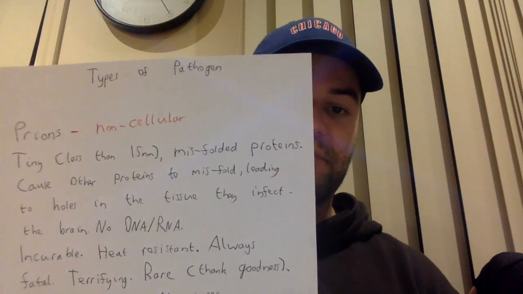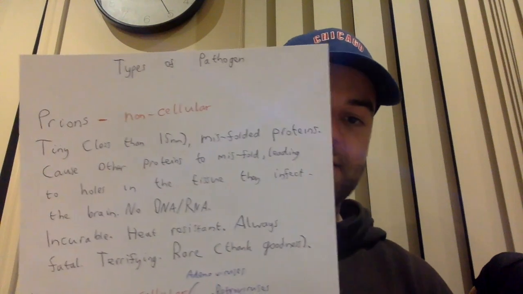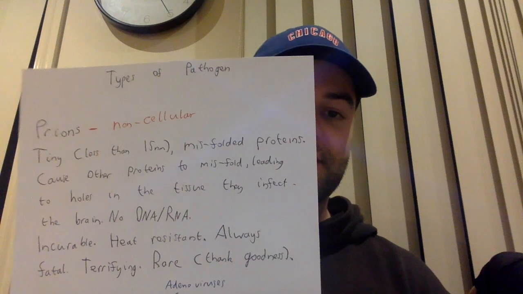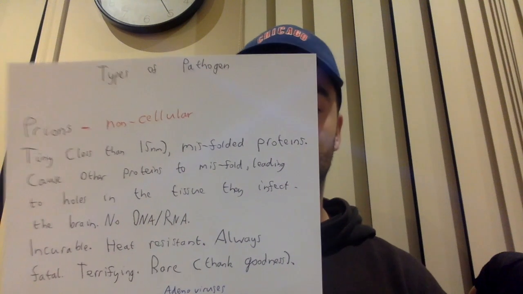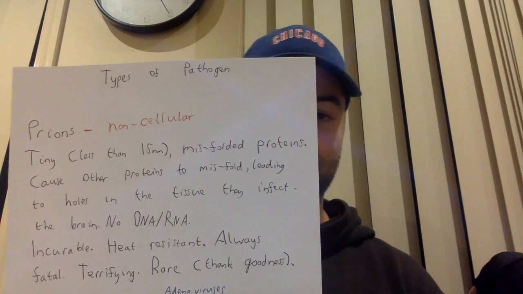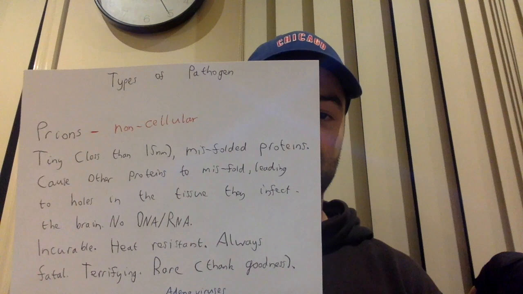So what they are is they are proteins that have misfolded in a certain way, and that can cause them to go on to make other proteins that they touch also misfold. And over time, that just destroys the tissue. So there's a couple of proteins that have folded wrong, but they touch other proteins and make them fold wrong as well, and that causes other proteins nearby to fold wrong as well, overall leading to a situation where huge, huge holes in the tissue that it's infecting get made.